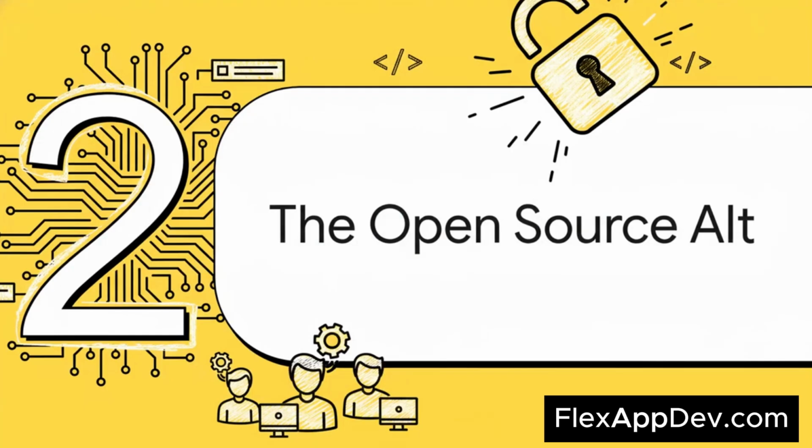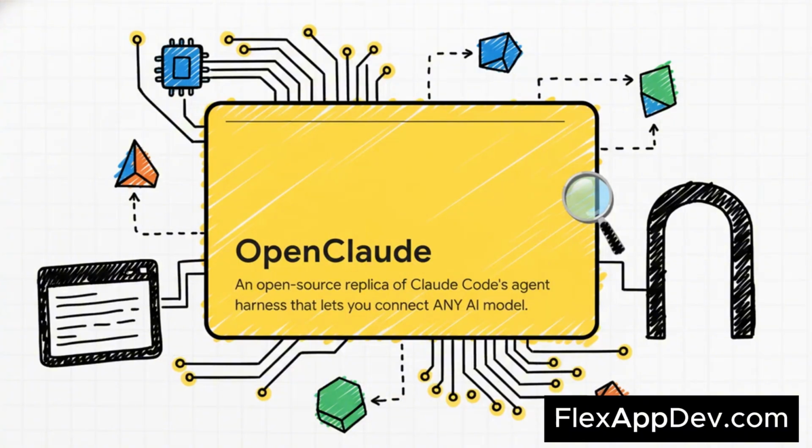And that is where the hero of our story comes in, the open source alternative. See, when the code for Claude's underlying agent harness got out there, the developer community jumped on it immediately. They started building a version that was way more flexible. And that's OpenClaude. Think of it as a replica of that original agent harness, but it's been kind of reverse engineered and built for one thing: freedom.